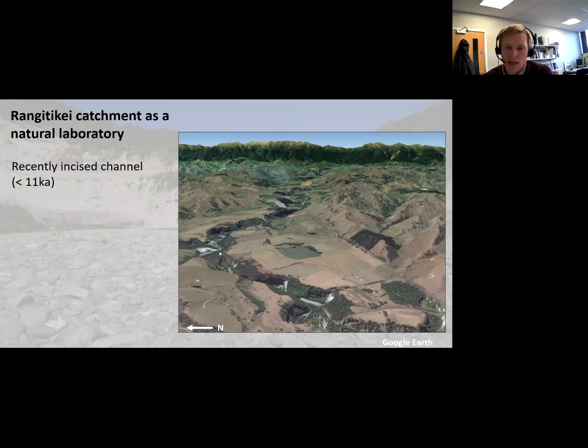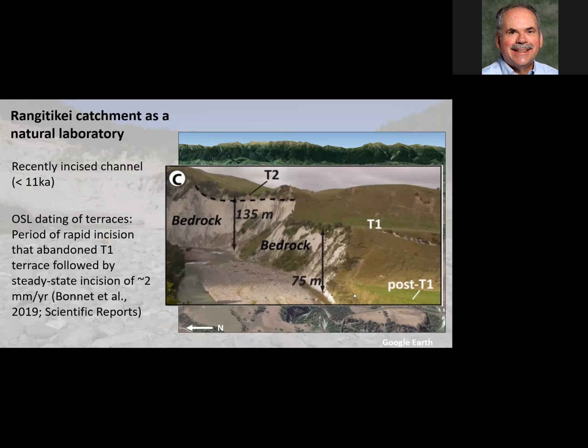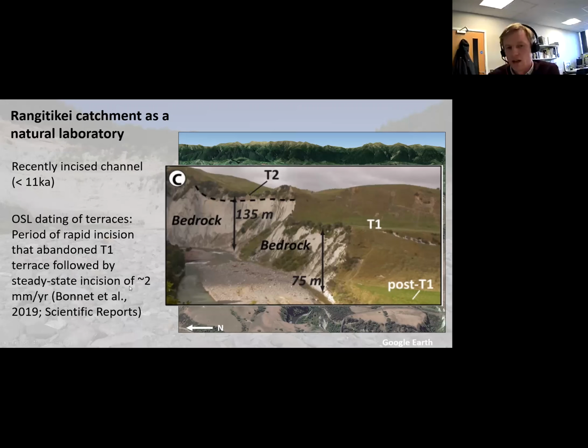In the present day, it's incised about 75 meters below this large terrace. And some work by Stéphane Bonnet recently, using OSL dating of the terraces, identified that this incision occurred in a non-linear fashion. So after about 11,000 years ago, relatively rapid incision, abandoning this T1 terrace, and then more recently there's been gradual abandonment of non-paired terraces, these post-T1 terraces, at a more steady rate of about 2 millimeters per year, which matches the uplift rate in the region.